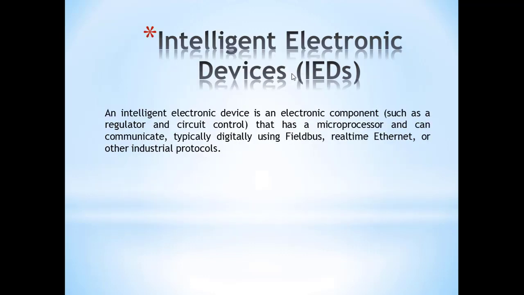And coming to intelligent electronic devices, an intelligent electronic device is an electronic component that has a microprocessor, and it can communicate typically by using field bus, Ethernet, and other industrial protocols. And the recent Industry 4.0 and all will come under these industrial electronic devices which you are using, and that too we are going to use with industrial protocols.